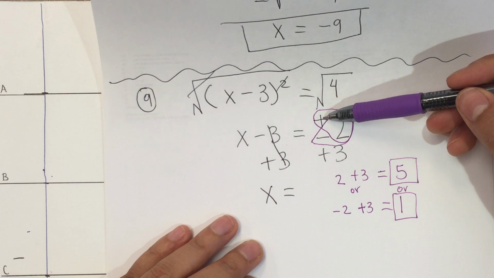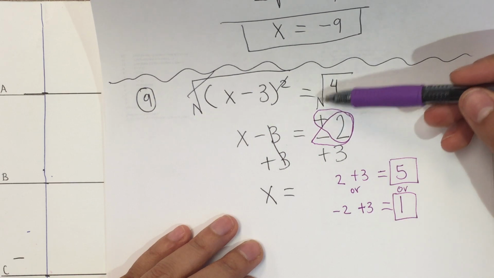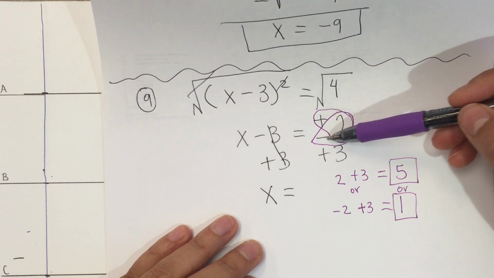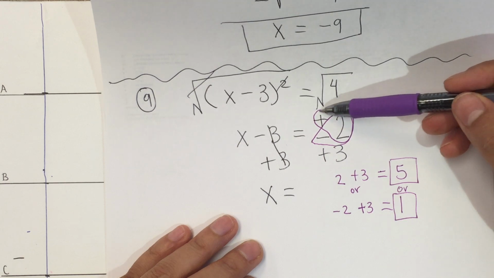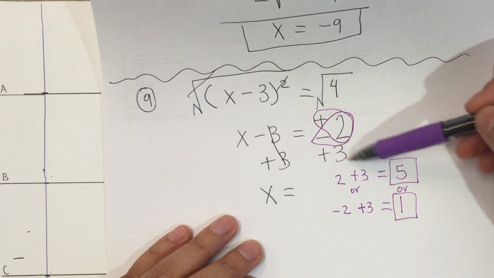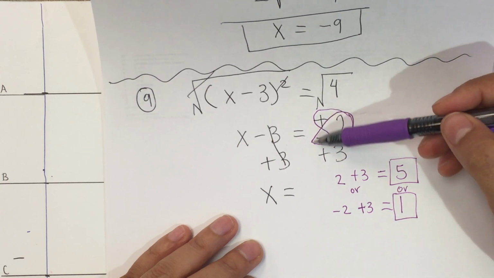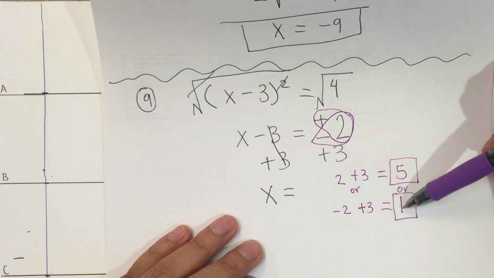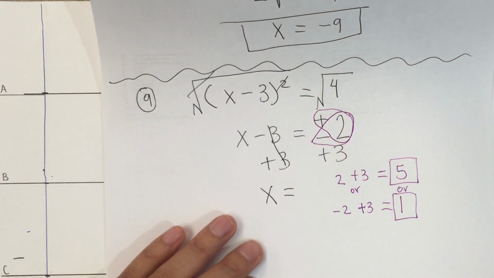Again, I put plus or minus because the 2 in here, when we take the square root, is plus or minus 2. So we have the positive 2 plus 3 is 5, and the negative 2 plus 3 is 1. Okay?